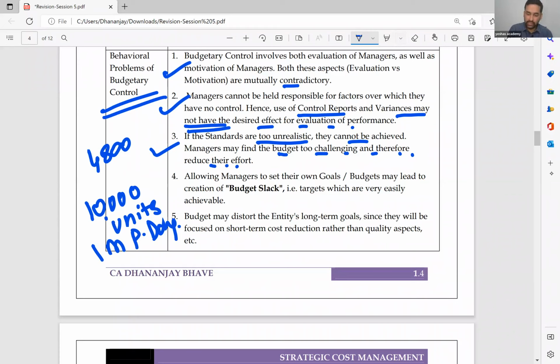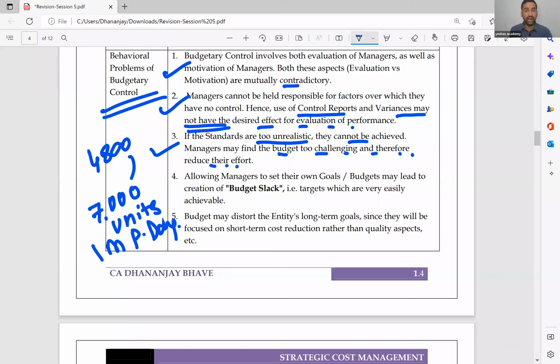But instead of keeping this, if you bring this 10,000 units down to 7,000 units and say, look, if you achieve 7,000 units, you will get 10% bonus. But in case you exceed 7,000, if you go more than 7,000, for every extra 1 unit you produce beyond 7,000, you will be given 5 rupee incentive.